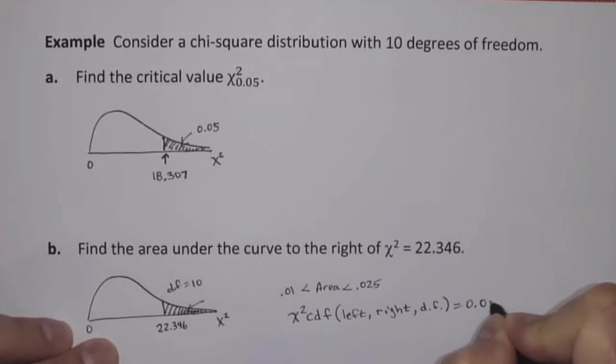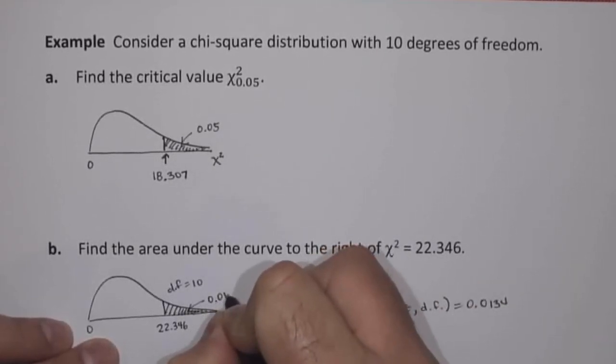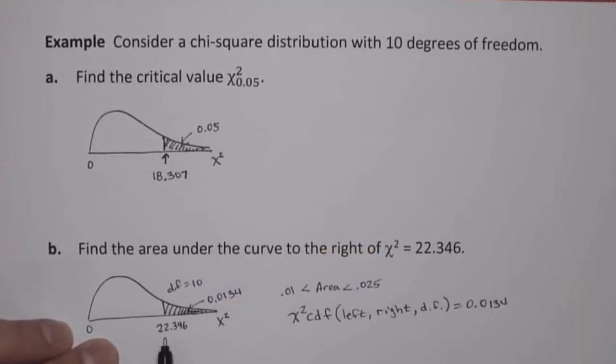So 0.0134 is this area to the right of 22.346. And notice that that is between 0.01 and 0.025 as the table indicated. So 0.0134 is the area to the right of 22.346.